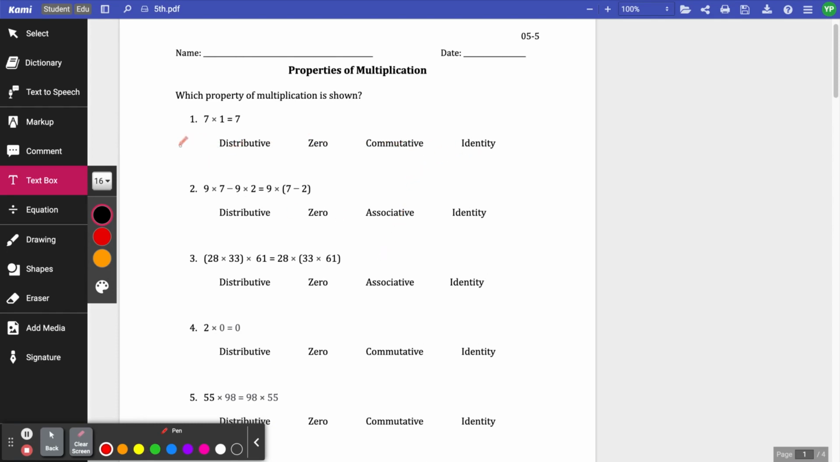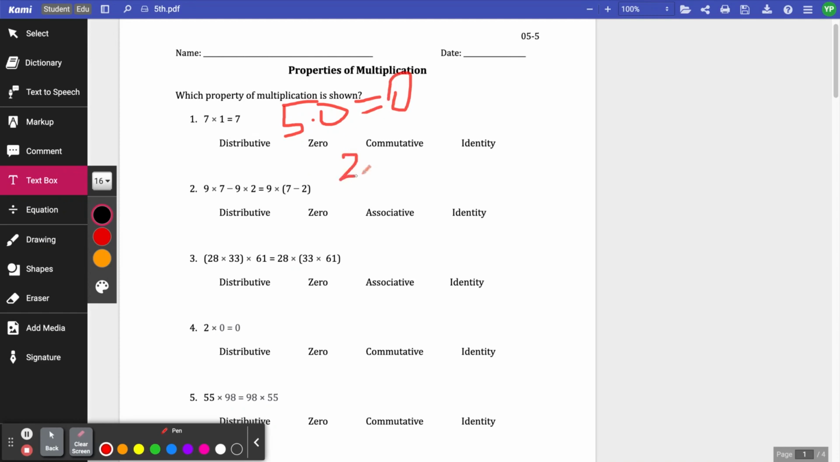So distributive is basically saying if it's like 5 times 4 plus 2, then you could distribute the 5 and multiply it to each one. So it's going to be 20 plus 10, which equals 30. Zero is basically you multiply anything by 0. Pretend you multiply 5 by 0, you get 0. So anything multiplied by 0 is 0.